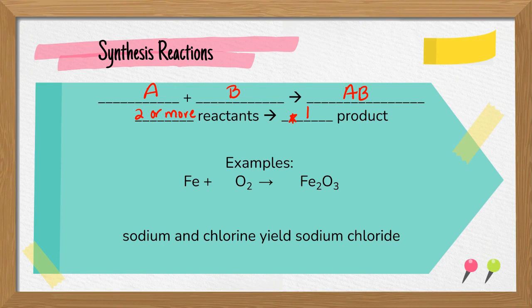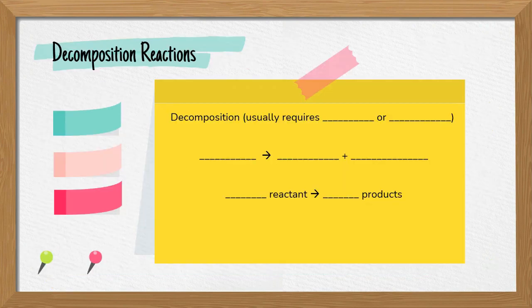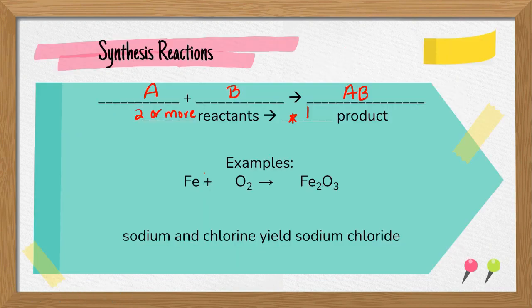Here's an example. Iron plus oxygen makes iron 3 oxide. So iron would be like A, oxygen is B, and you put it together and you make AB, iron 3 oxide. Notice here, oxygen is O2. Don't forget about your diatomic elements. I'm going to take a second to write those down for you. Hopefully you have them already marked on your periodic table.